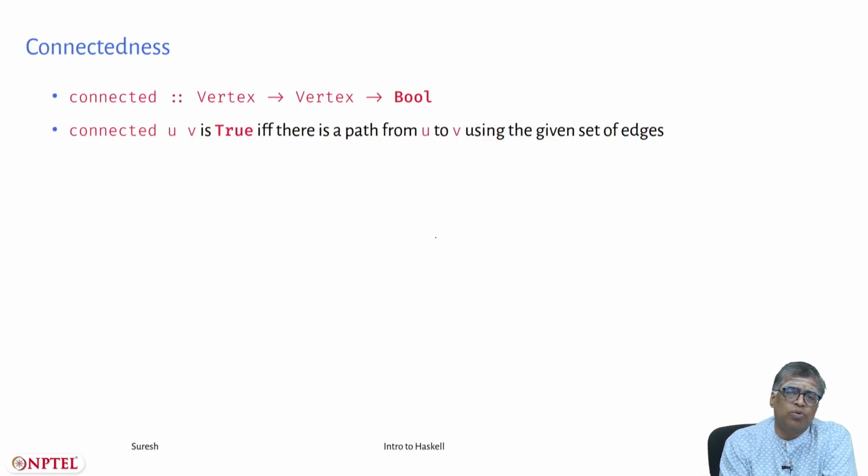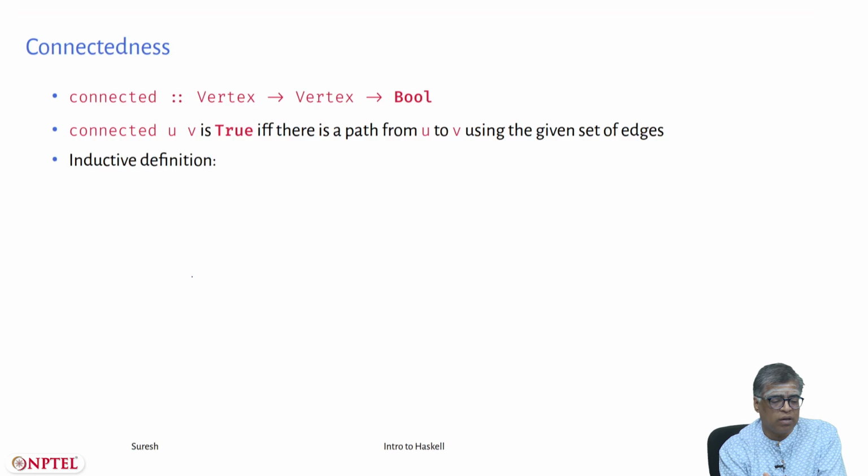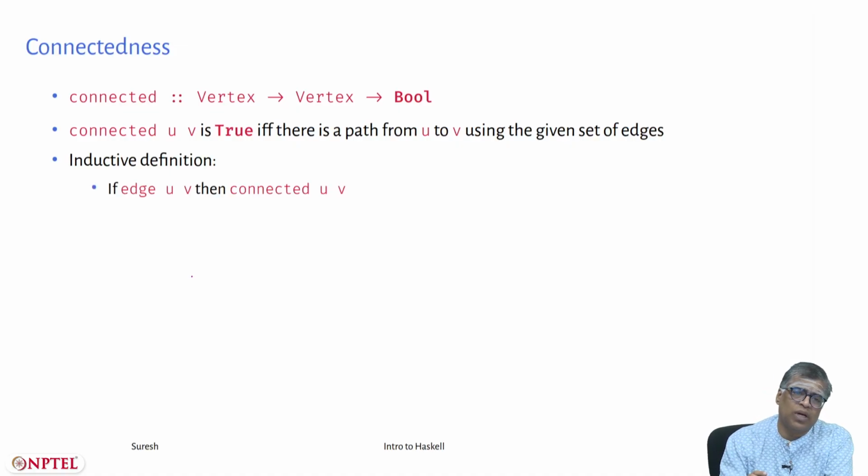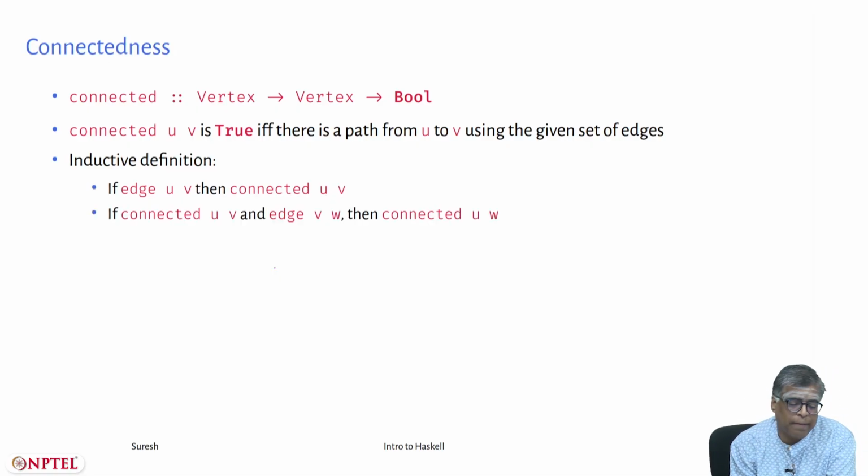So connected u v is true if and only if there is a path from u to v using the given set of edges. Now, how do you define connected u v? Here is a mathematical definition. You might give an inductive definition for connected. This is not a program yet. I am saying if there is an edge from u to v, then v is connected to u. If v is connected to u and there is an edge from v to w, then w is connected to u. Okay, so this is my program.